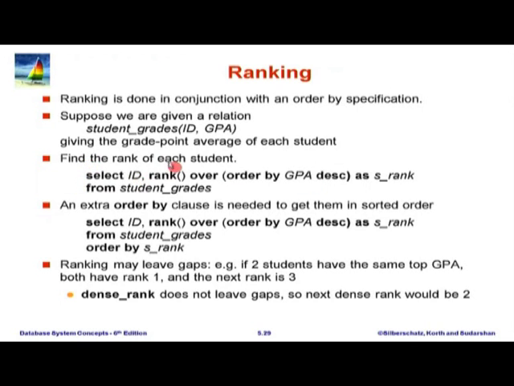The rank here is based on the order by GPA. But what SQL does not guarantee is that this overall result is sorted on rank. It might give you rank 10 first, then rank 7, and then rank 1, and then rank 9, and so forth. So I can additionally add order by S rank. This overall query gives me all the students starting from first rank, second rank, and so forth. And rank gives gaps. So if two students have the same top GPA, both will have rank 1, the next will have rank 3. Instead of rank, if I say dense rank, it may have two ones, and the next one would be 2, not 3.